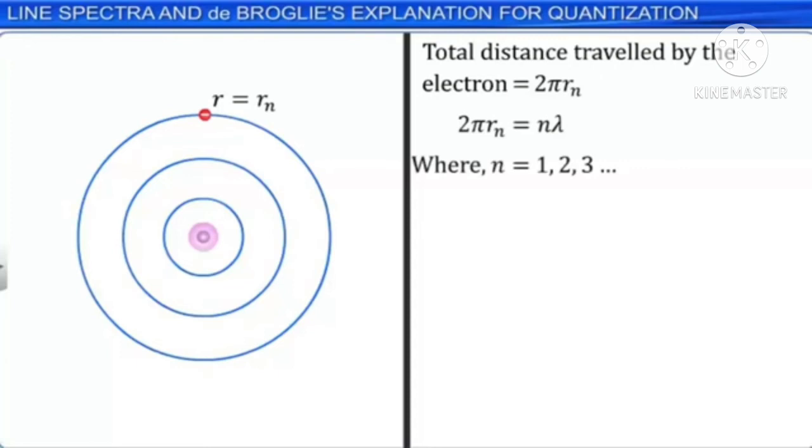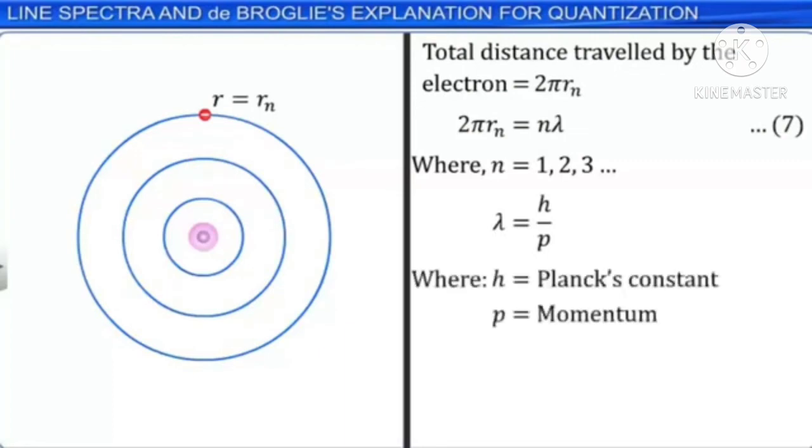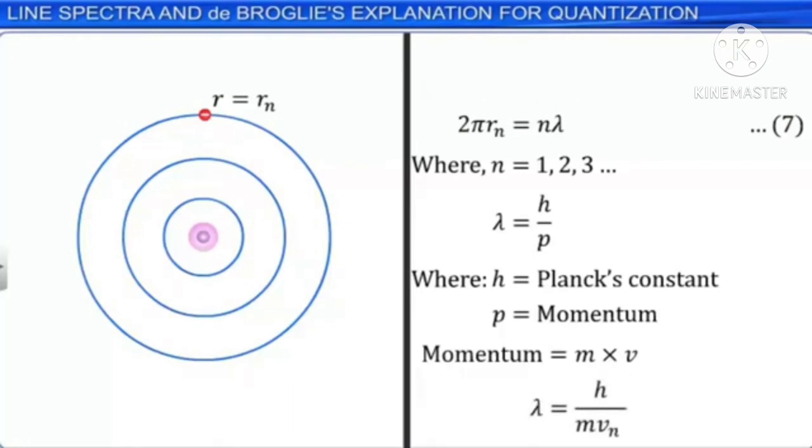We know that de Broglie's wavelength corresponding to the motion of a particle having a momentum p is given by lambda is equal to h by p. Here, h is the Planck's constant and p is its momentum. As momentum is the product of the mass m and the velocity v, we have lambda is equal to h by mvn. Here, vn is the velocity of the electron in the nth orbit.